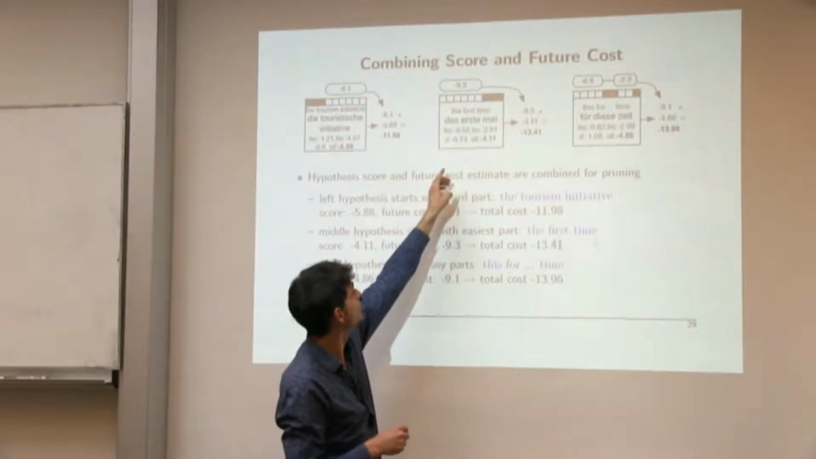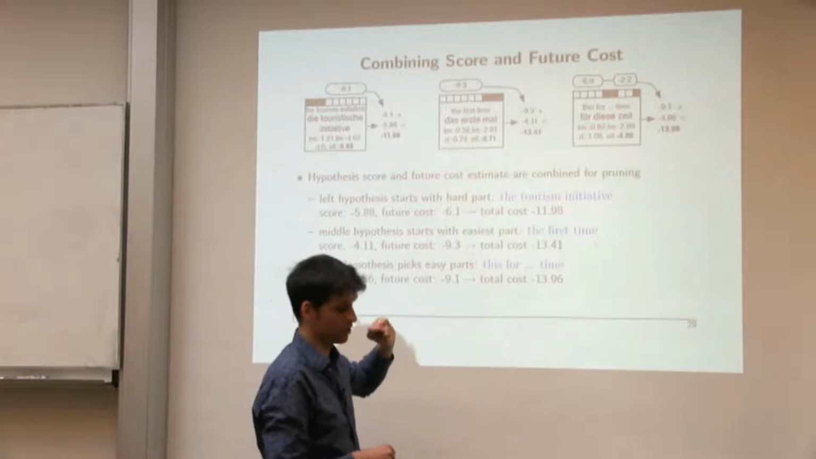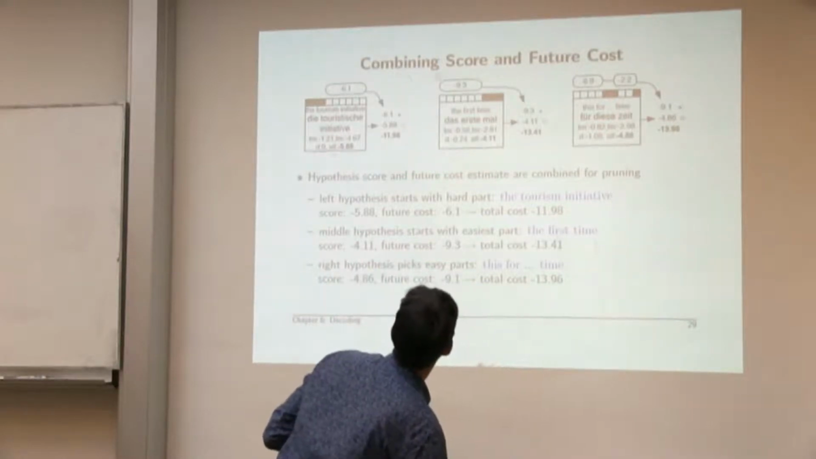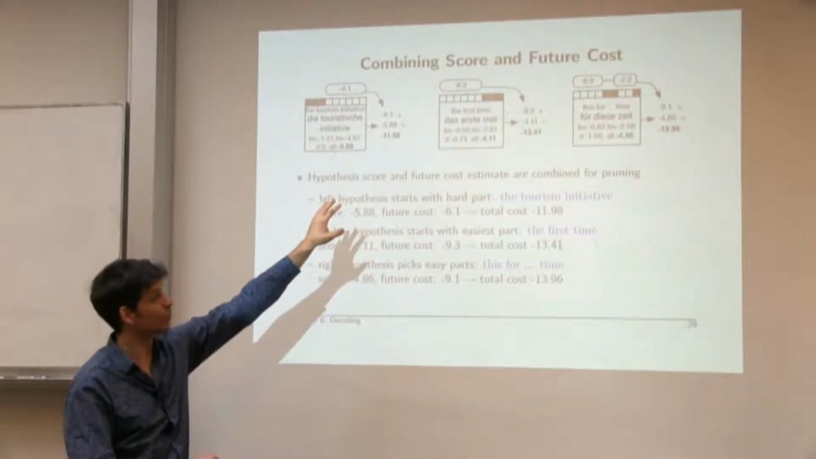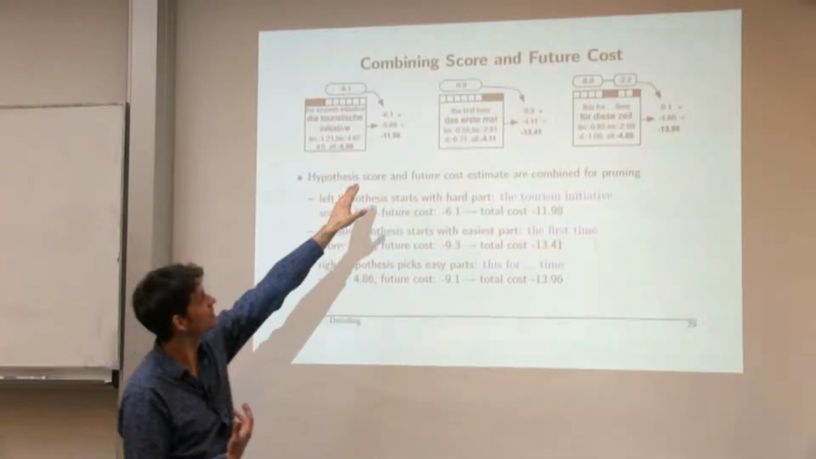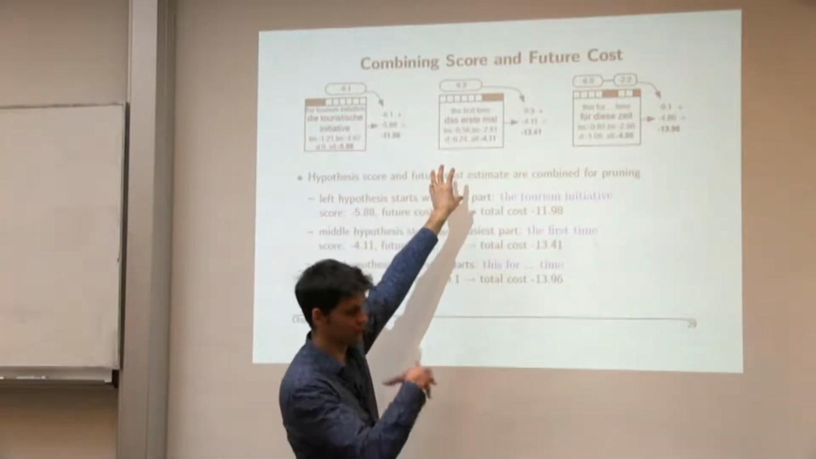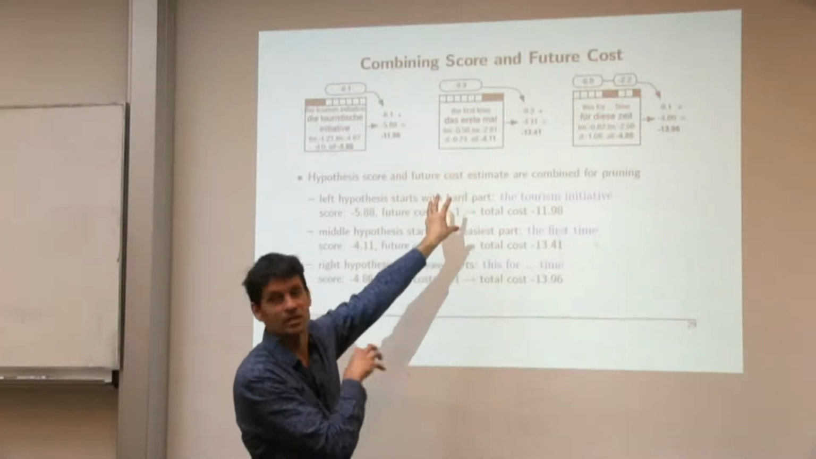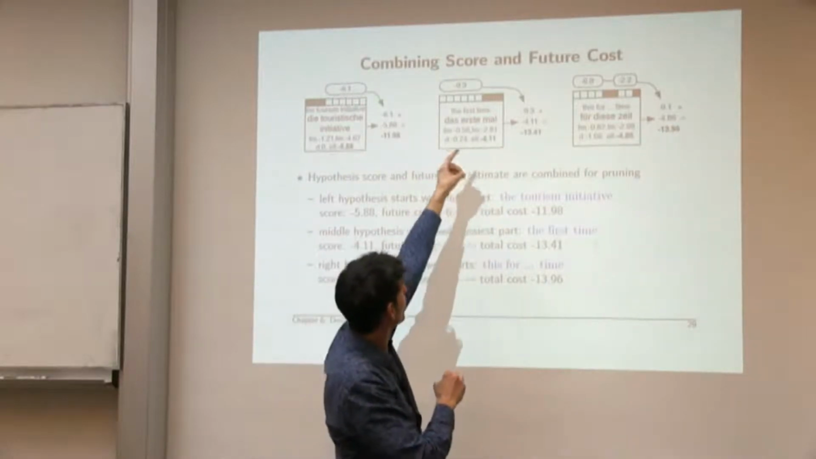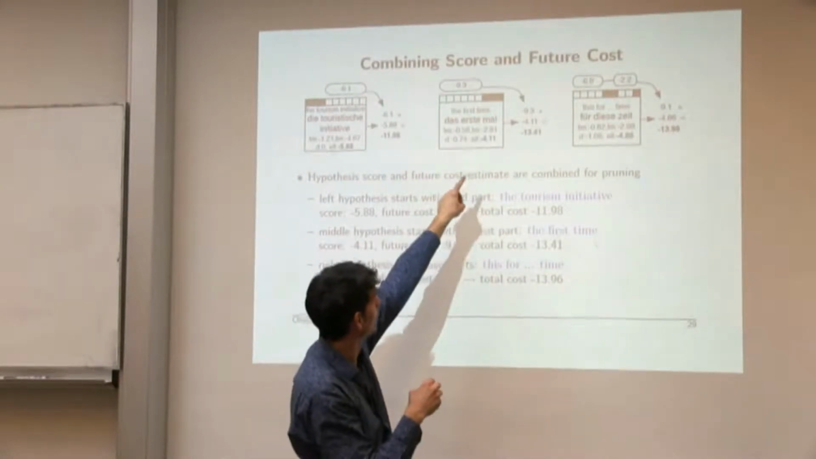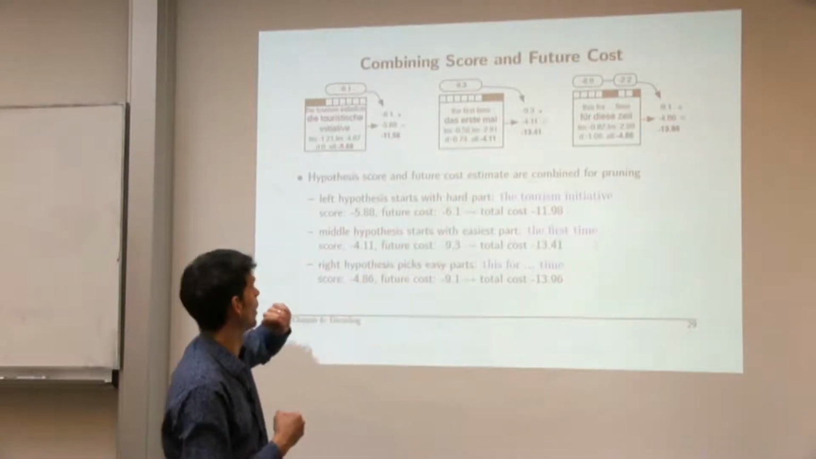And now it is receiving also the future cost score, and the future cost estimation is this minus 9.3. So that is the cost that we will have to pay anyway to translate the first 6 words in the sentence. So if we consider the score of the price paid so far, which is minus 4.11, with the future cost 9.3, we get the total cost 13.41.